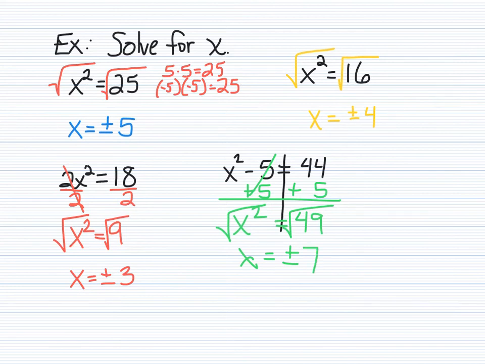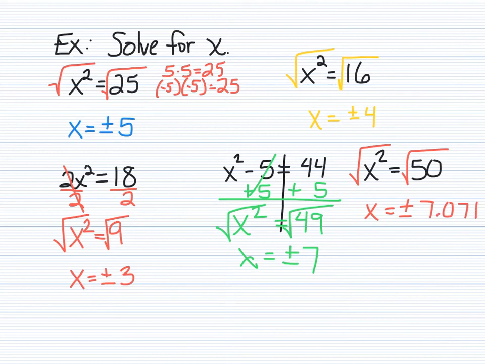Now, you could have a number where it doesn't work out quite so nicely, like x squared equals 50. Our tendency here is to do this incorrectly, but if we take the square root of both sides, there's no number that multiplies exactly by itself. So we get a decimal. x equals plus and minus 7.071. I'm going to do 3 decimal places after the decimal, and that's fine.